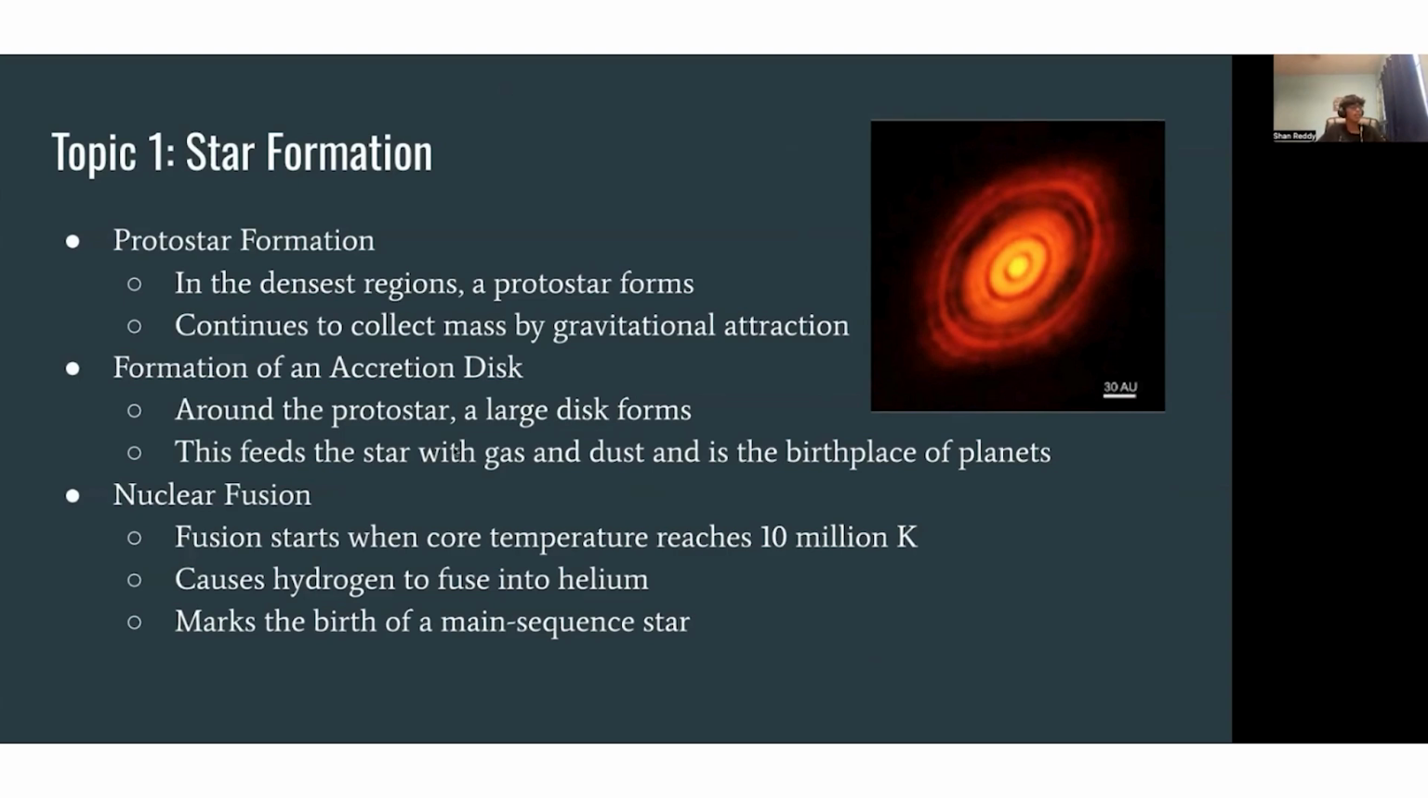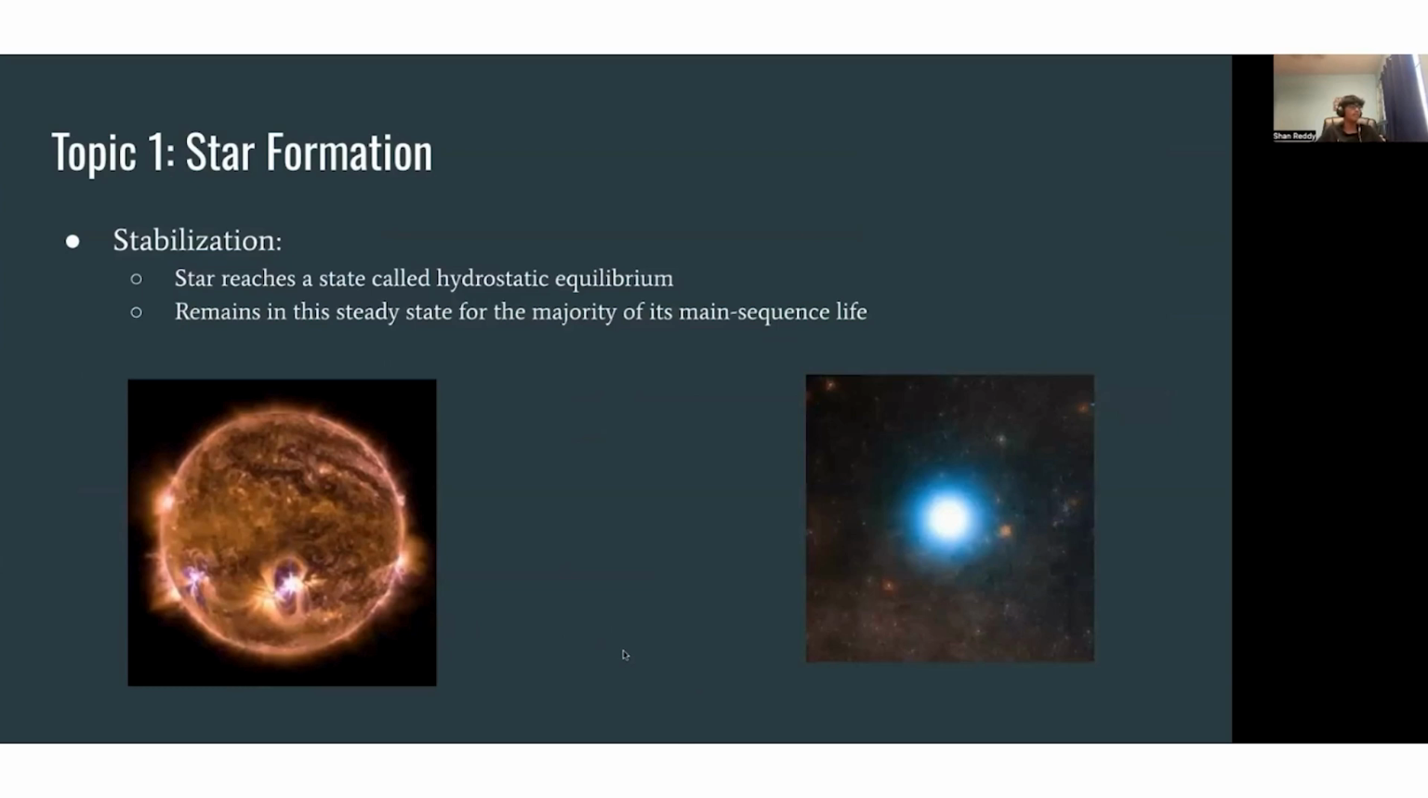Now, as this is going on, the protostar undergoes nuclear fusion. Fusion starts when the core temperature reaches 10 million Kelvin, and as I said before, it causes protons to fuse together. In this case, it causes hydrogen to fuse into helium, and it marks the birth of a main sequence star. Finally, the star reaches a point where it is stable. This is called hydrostatic equilibrium, and it is where the energy generated by nuclear fusion can balance out the pressure of gravity. The star will then remain in this steady state for the majority of its main sequence life.